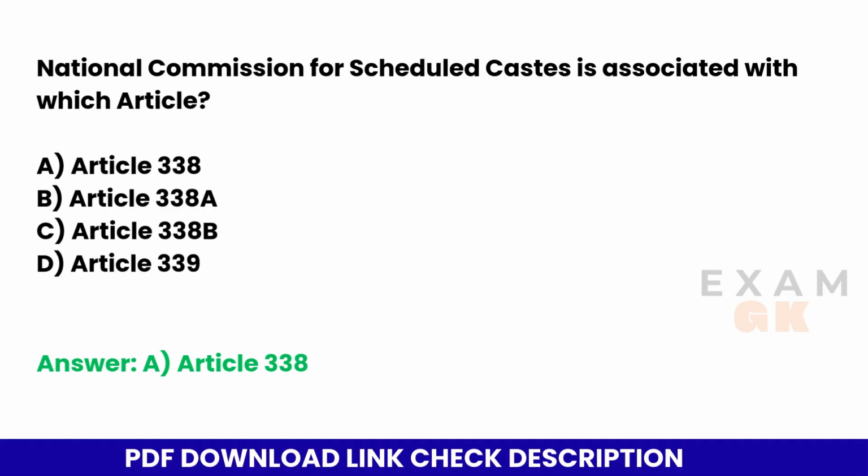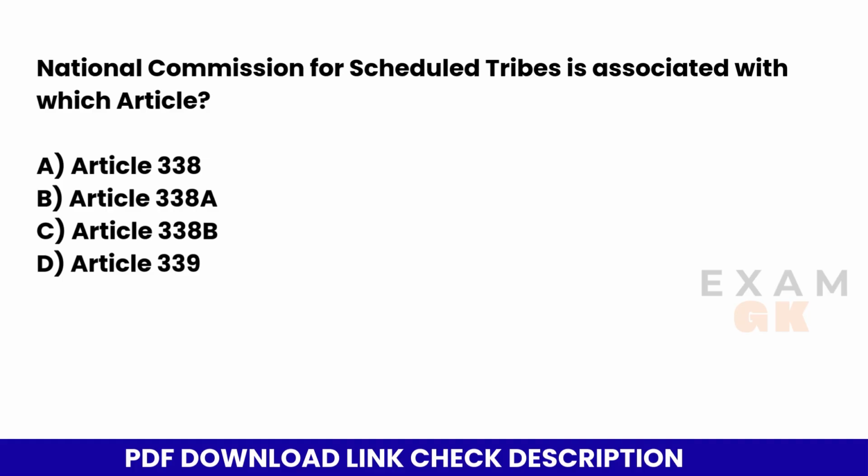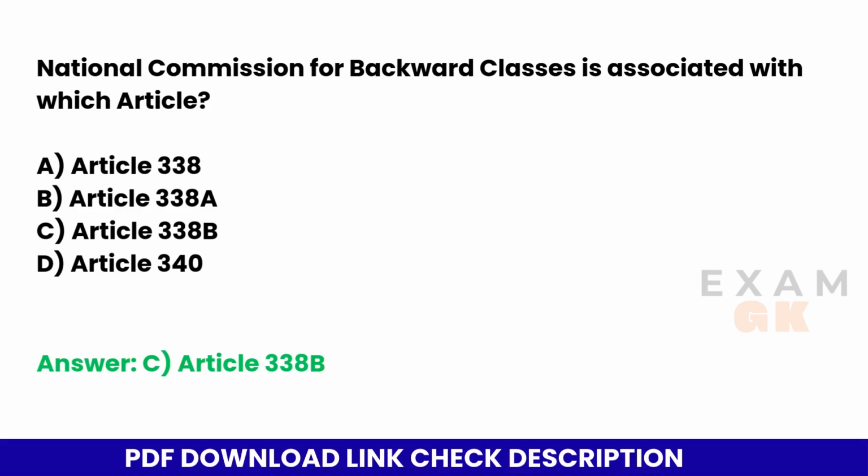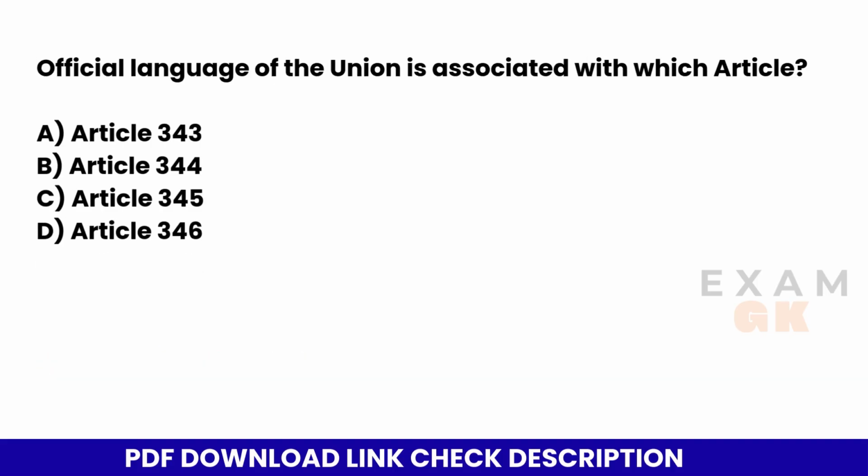Answer A. Article 338. National Commission for Scheduled Tribes is associated with which article? Answer B. Article 338A. A National Commission for Backward Classes is associated with which article? Answer C. Article 338B. Official language of the Union is associated with which article?